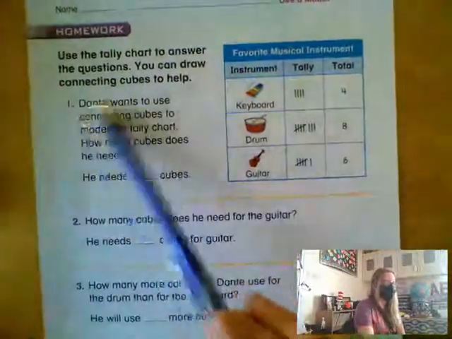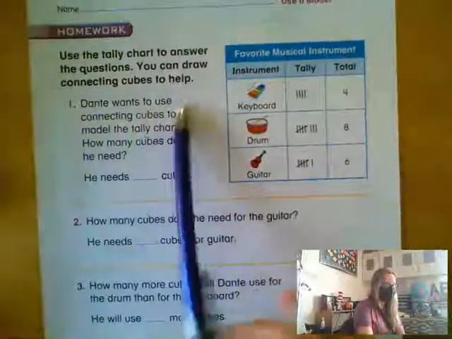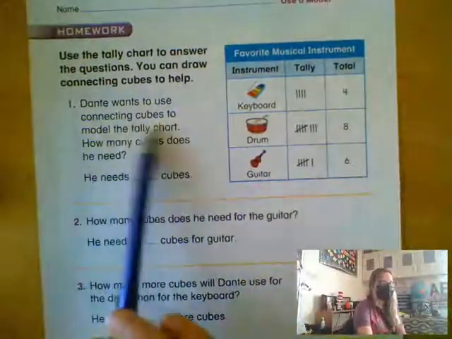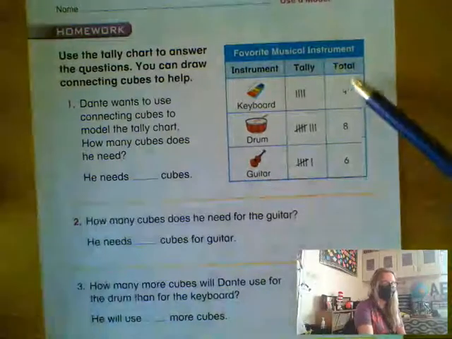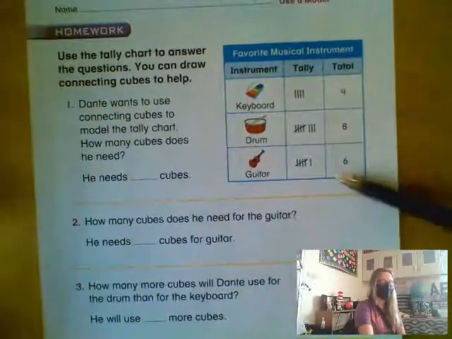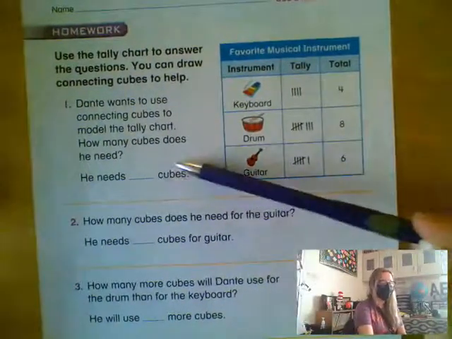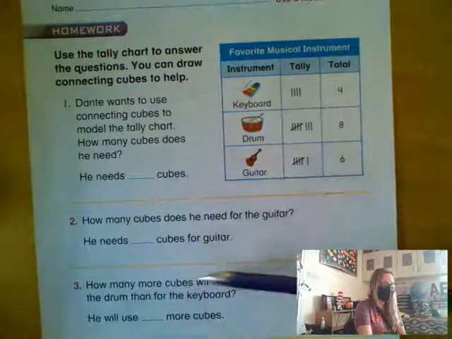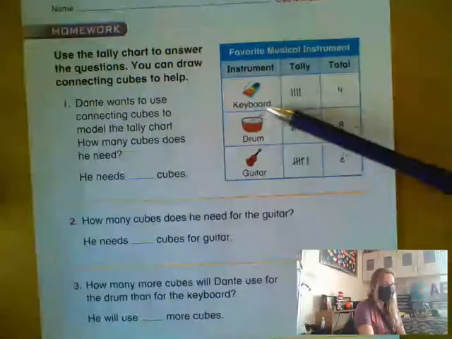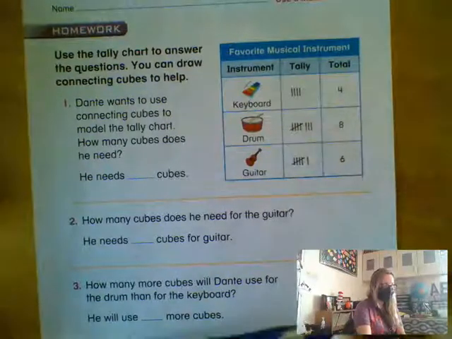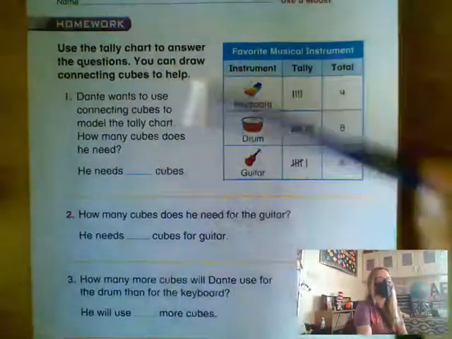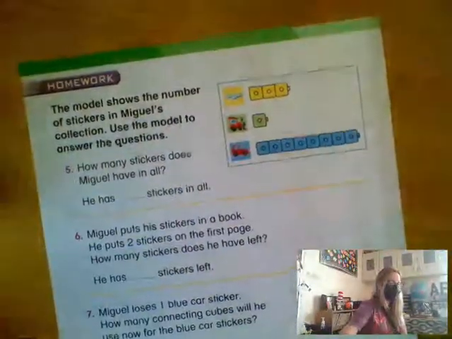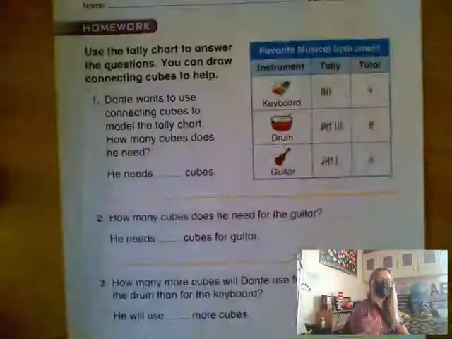So read through the questions. The boy's name here is Dante. It says he wants to use connecting cubes to model his chart. So how many cubes will he need all together? This one says how many cubes does he need for guitar? This one says how many cubes does he need for keyboard and drum? Okay, so read through them, use your best reading skills, and then turn over to the back and work through these ones, okay? So right now we'll do some independent math work.